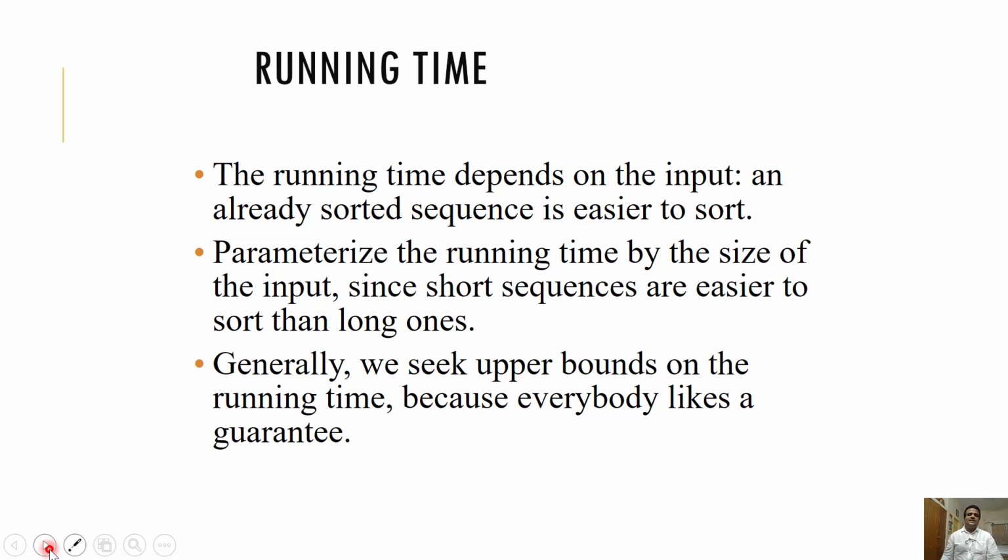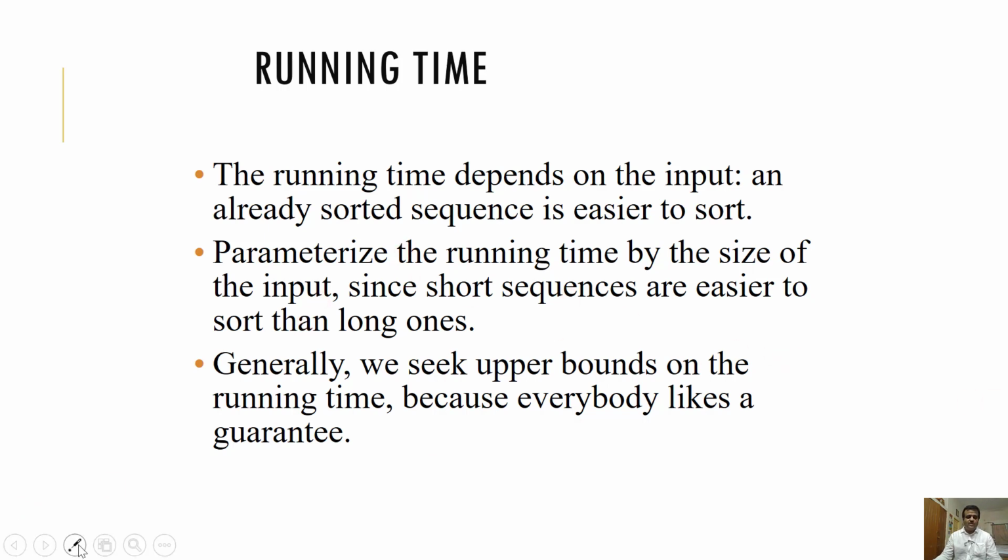So obviously the runtime will depend on the input size n. If n is large, suppose we have to sort 100 numbers compared to if we have to sort 1 lakh numbers, obviously 1 lakh numbers will take more time to sort. So that's the reason we want to parameterize. So basically runtime is a function of n.